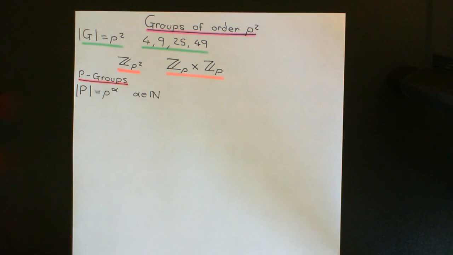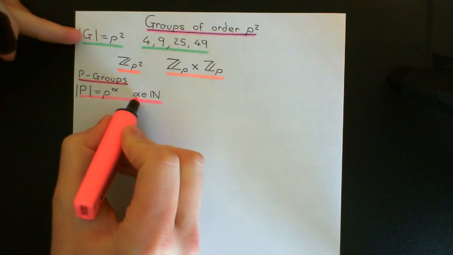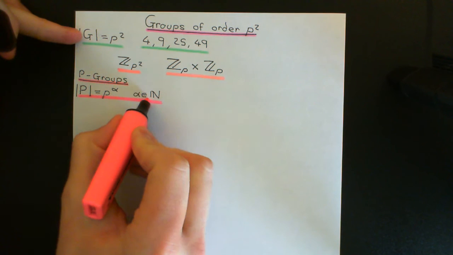Okay, right, so that's the definition then of a p-group, and the theorem that I'm about to give works for arbitrary p-groups.